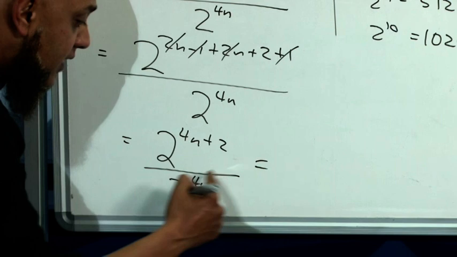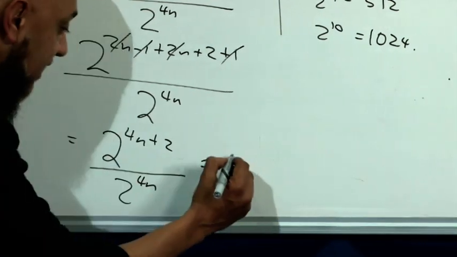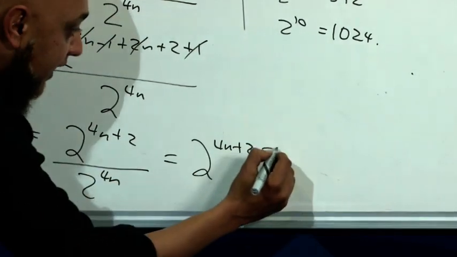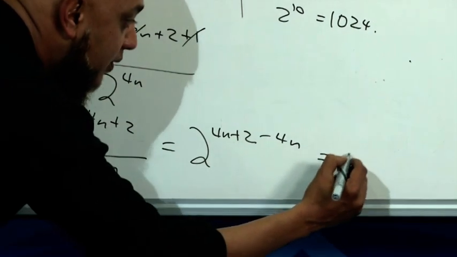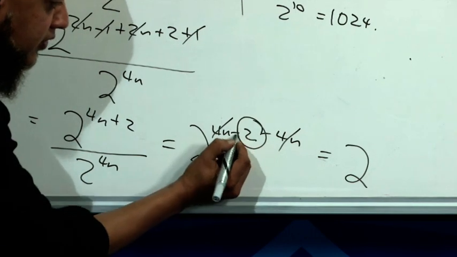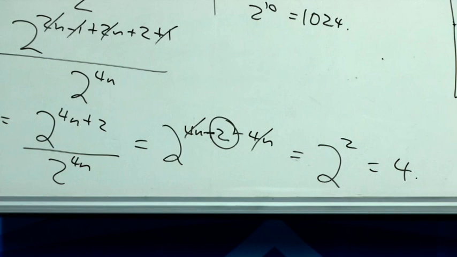We are now dividing and bases are the same, so we subtract the powers. So it's 2 to the power 4n plus 2 minus 4n. Remember, numerator's power minus your denominator's power, which is equal to 2 to the power 4n minus 4n will cancel. You're left with 2 to the power 2, and we all know that 2 squared is 4.